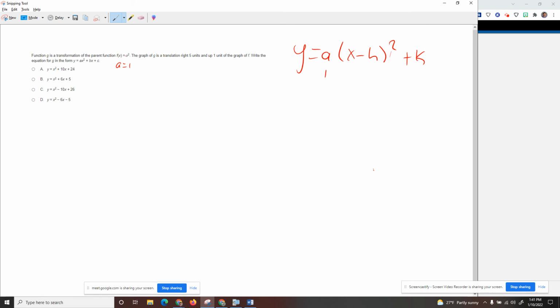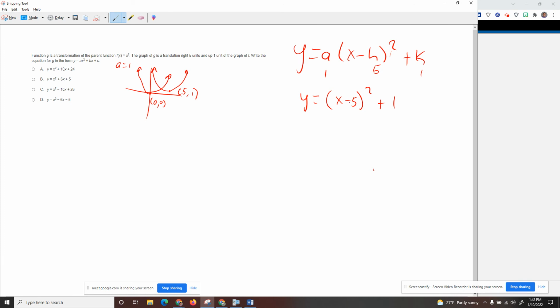And then it says, well, the parent function is f of x equals x squared. It has a vertex of 0, 0. If I moved this function 5 units to the right and 1 unit up, the vertex would be here. And the vertex would be 5, 1. So that means the h value is 5 and the k value is 1. So when I write that equation, it'd be y equals 1, but I don't need to write that anymore. And then x minus 5 squared plus 1.